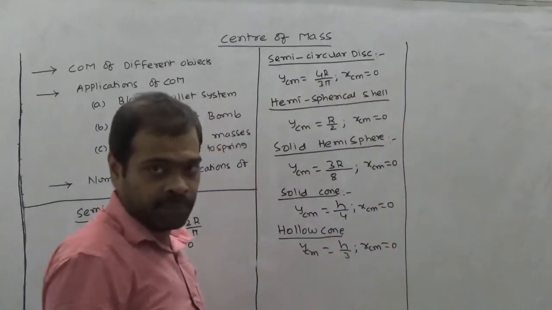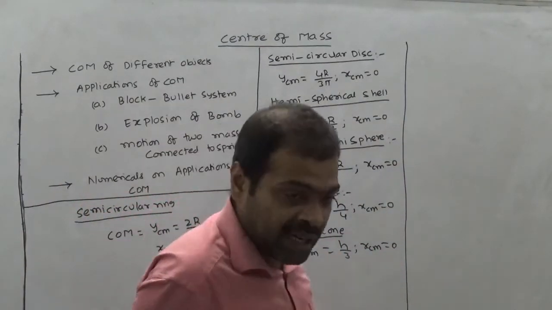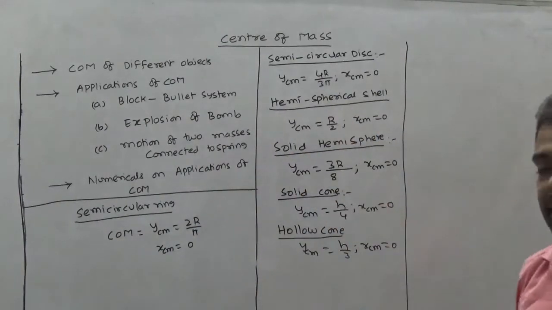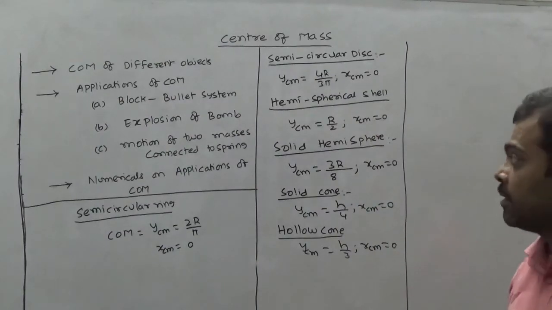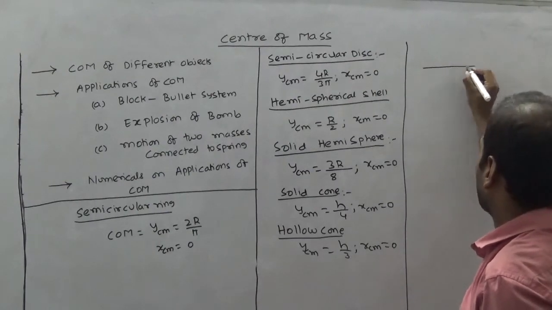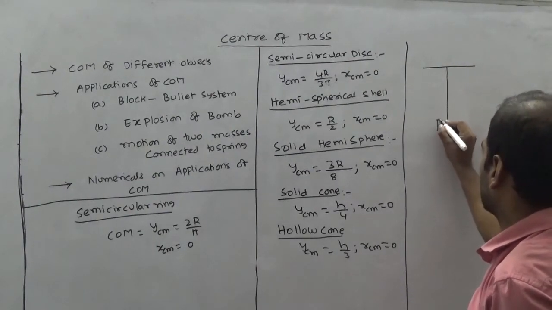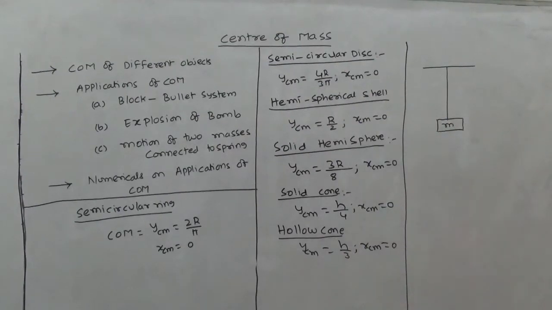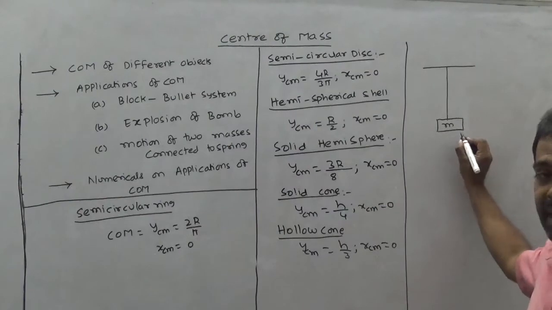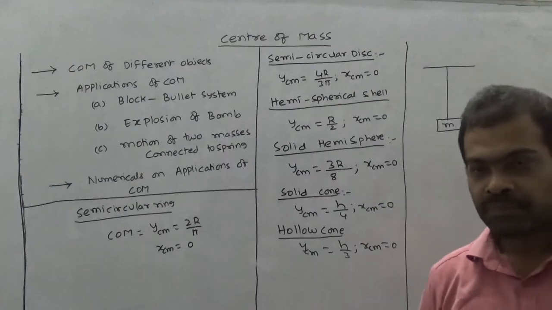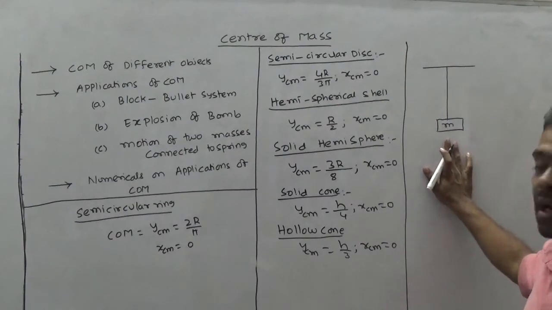And that is about the center of mass for different objects. Now coming to the applications of the center of mass, firstly I am having the block and bullet system. Suppose let us consider I am having a block. This block has a mass m. The mass m is suspended with the help of a string. Whenever no force is applied, this block is at rest.